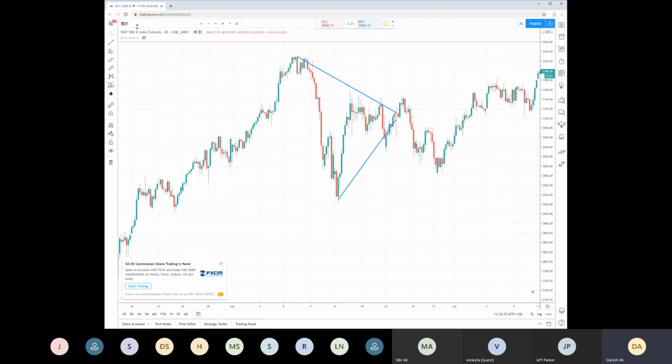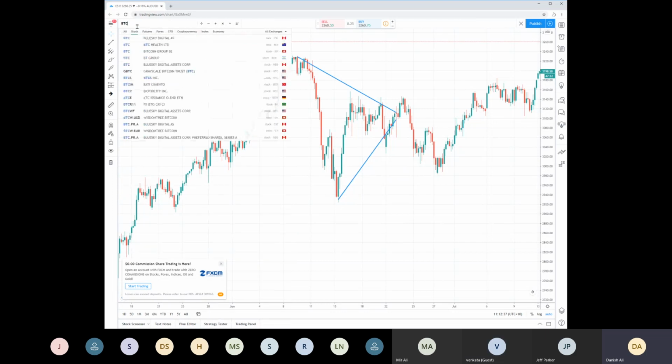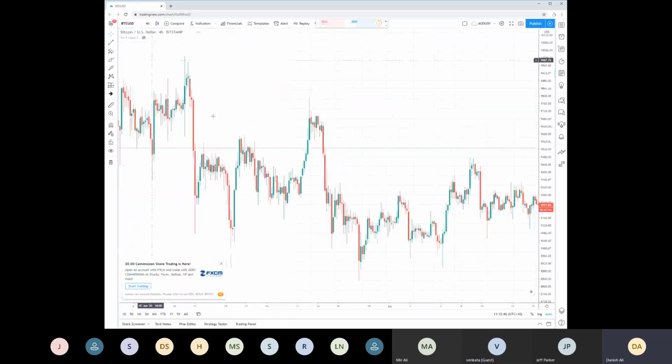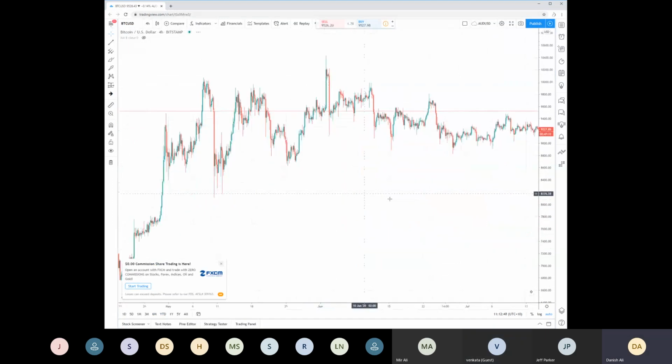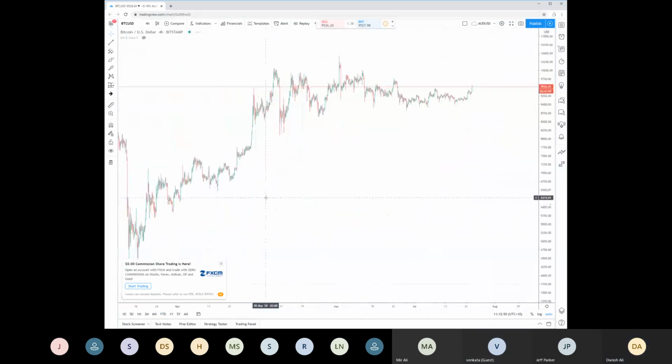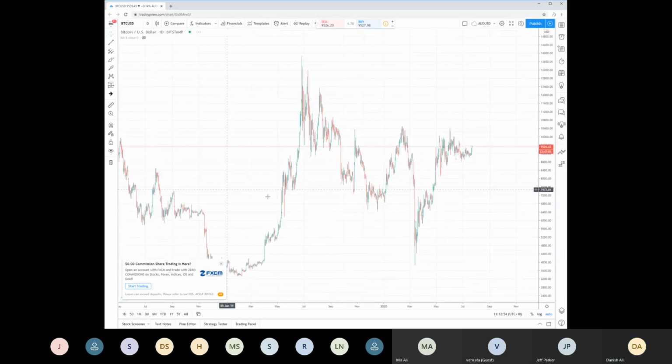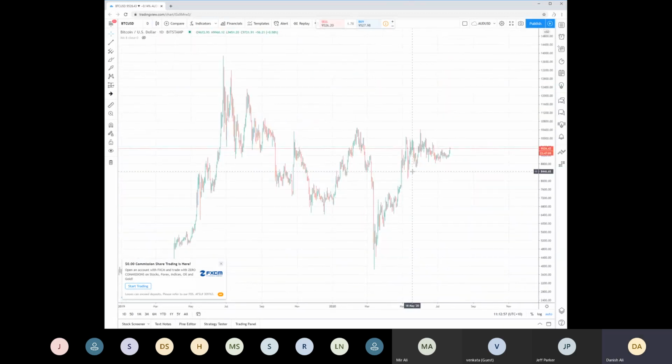And I did this analysis for someone on Bitcoin yesterday, in one of my WhatsApp groups, BTC USD. We'll see. On a daily chart, this is again forming a pennant.